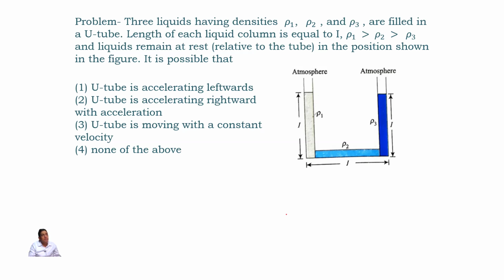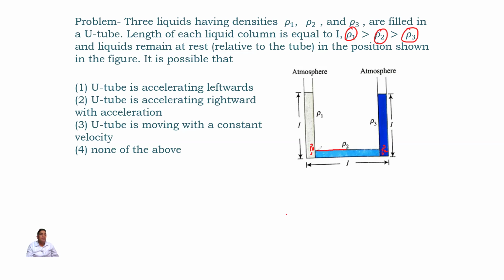In this question, there are three types of liquid: rho 1, rho 2, and rho 3. I am talking about densities, are placed in this U-tube kind of thing. So rho 1 is larger than rho 2, and rho 2 is larger than rho 3. It means pressure at this point will be larger than pressure at this point. I'm supposing it as P2.